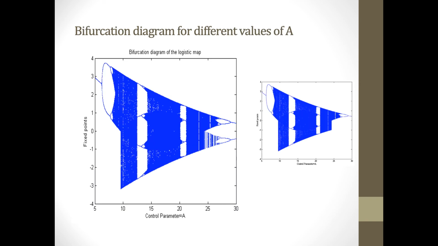Based on the MATLAB simulation, which was conducted over brain behavior, and the bifurcation diagram for different values of A, we can clearly see over here the bifurcation diagram of the logistic map for attention level, whose parameters have been changed from 5 to 30. The brain reaches chaotic behavior at around 5, and the intermittency repeats every 5 cases.